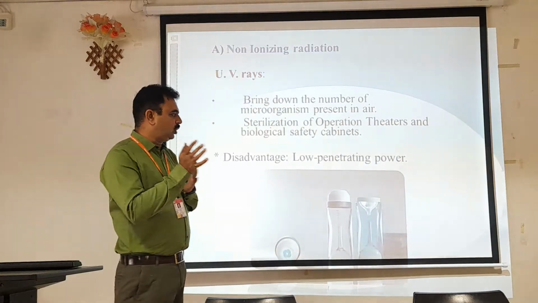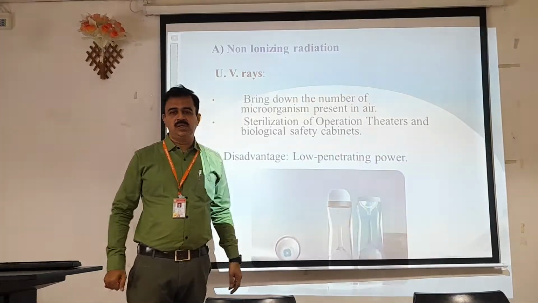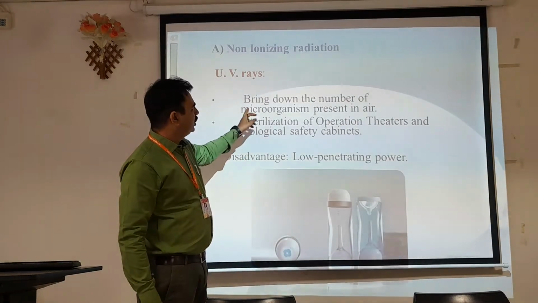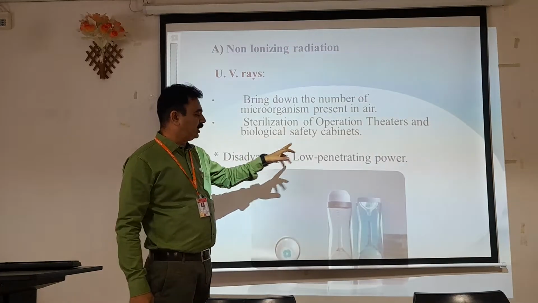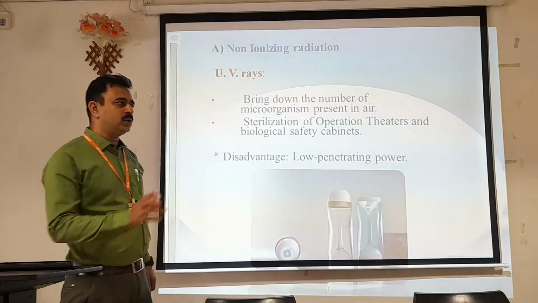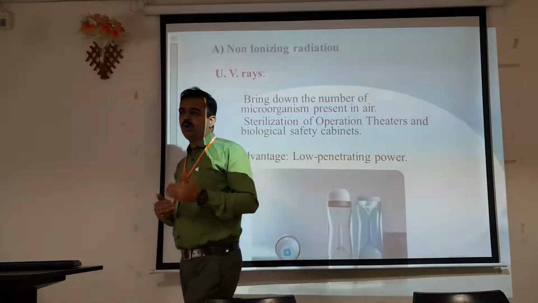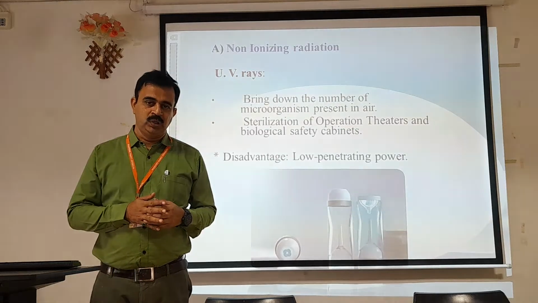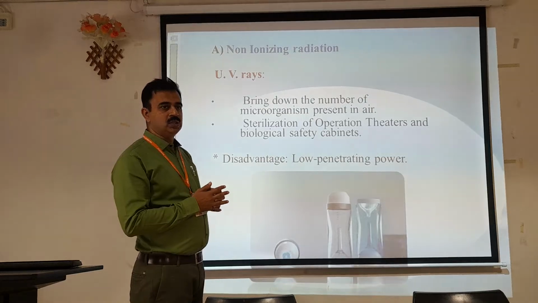Non-ionizing radiations. So what are these non-ionizing radiations? UV rays, ultraviolet rays, are considered under non-ionizing radiations. They bring down the number of microorganisms present in the air, and are used for sterilization of operation theatres and biological safety cabinets. So where can this UV be utilized? Because UV has a drawback also. If we are exposed to UV for a long period of time, then the retina gets disturbed and a person may go blind. So for that purpose, this kind of radiation can be utilized for sterilization.